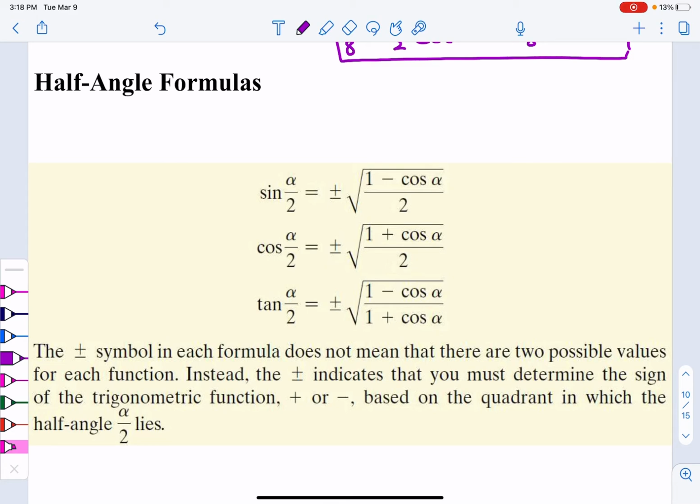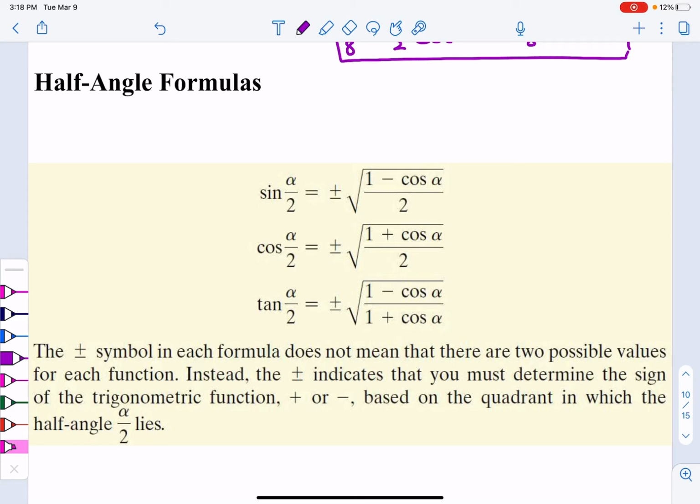And our tangent of alpha divided by 2 is equal to plus or minus the square root of 1 minus cosine of alpha divided by 1 plus cosine of alpha. So it tells us that the plus or minus symbol in each formula does not mean that there are two possible values for each function. Instead, that plus or minus indicates that you must determine the sign of the trigonometric function.